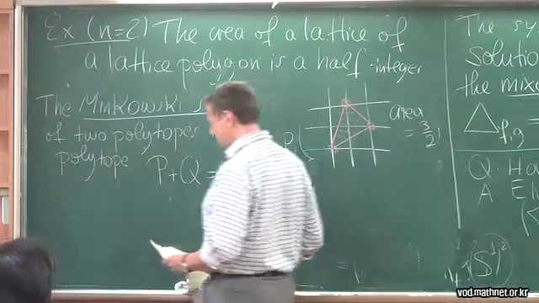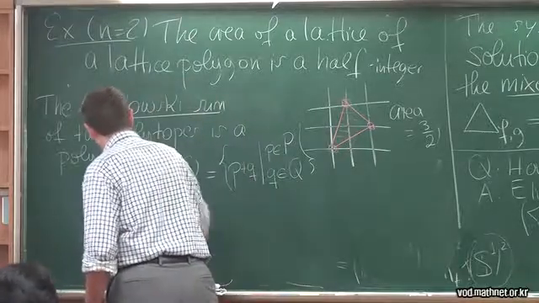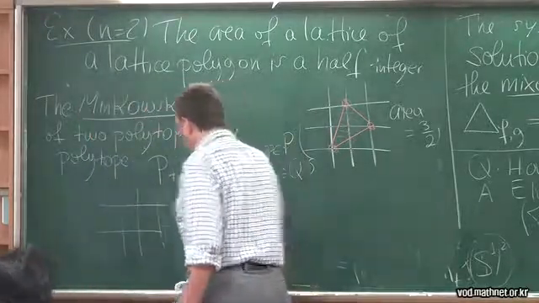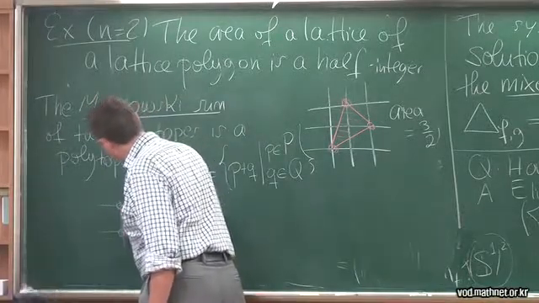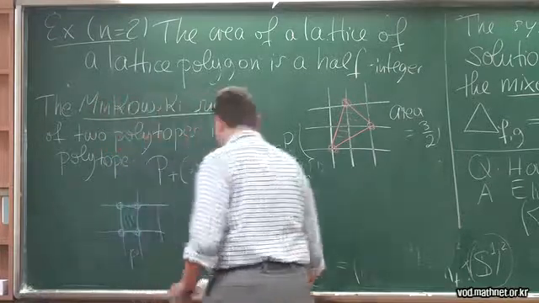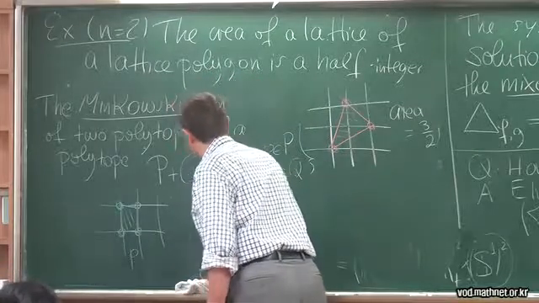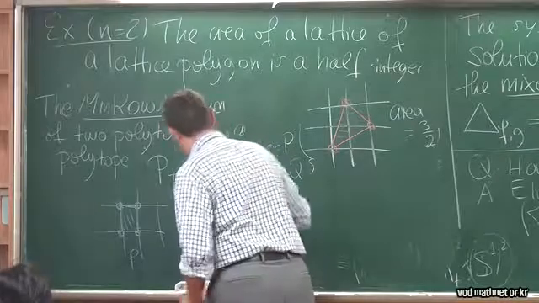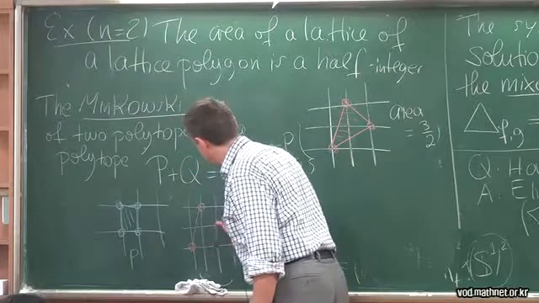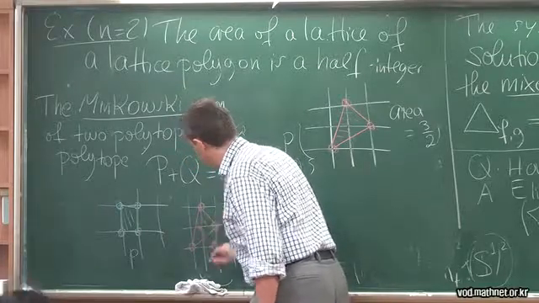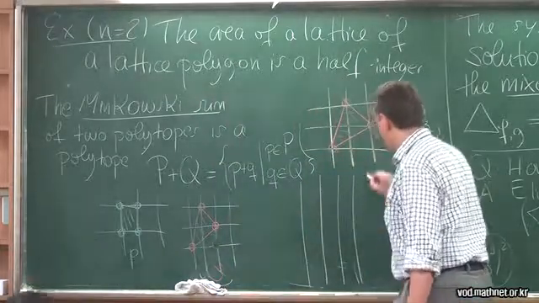Okay, so let's do a little exercise here. Let's take the 2 polytopes like this. Let's take the unit square. I'm going to draw in blue. That's P. Let's take this polytope Q. I'm going to draw it for you, just to be very clear. That's Q. And now let's draw P plus Q.